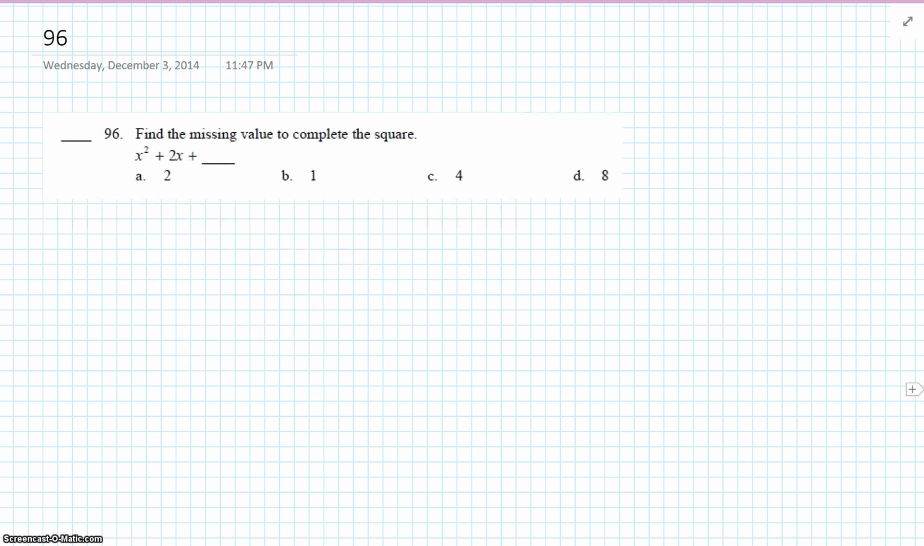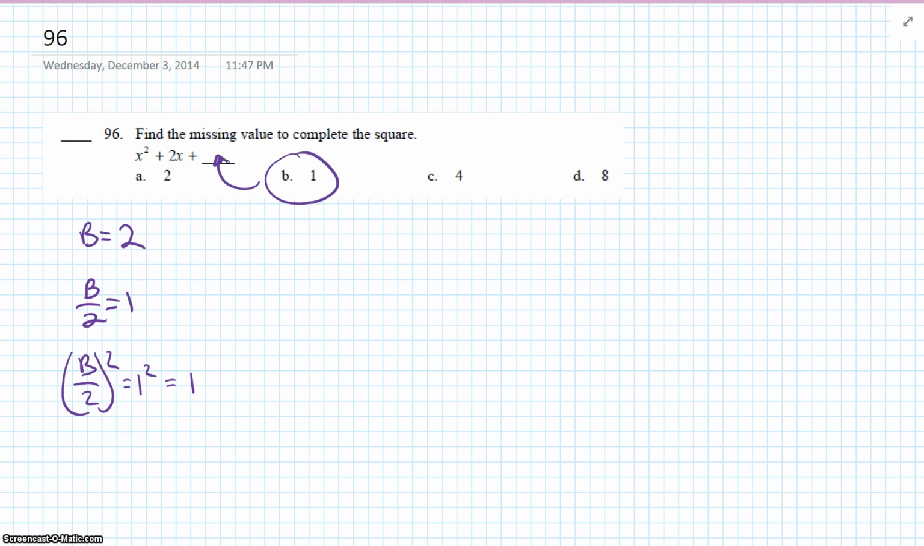96. Find the missing term to complete the square. My b value is 2. My b over 2 value is 1. So my b over 2 value squared is 1 squared, which is 1. So to complete the square, we must add 1. The answer is B.